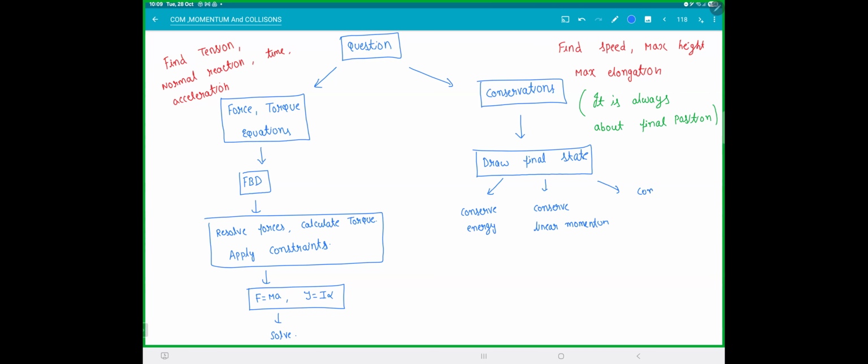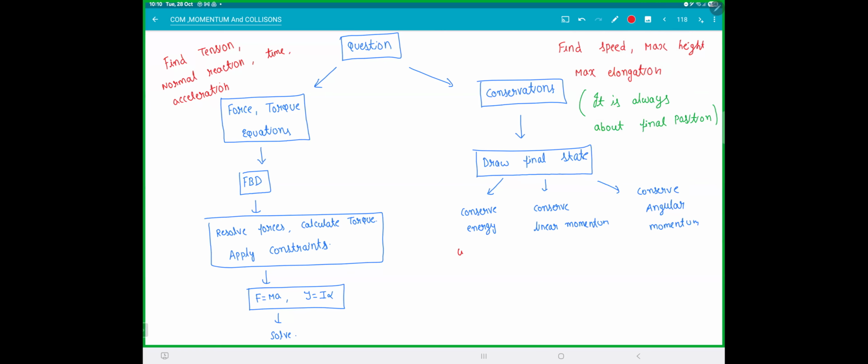Then we can also conserve angular momentum. This we will see in rotational mechanics. So there's a third conservation which will come in the next chapter: conservation of angular momentum. That means you can use three conservations. Now, you cannot use the conservation directly. You need to satisfy some condition.